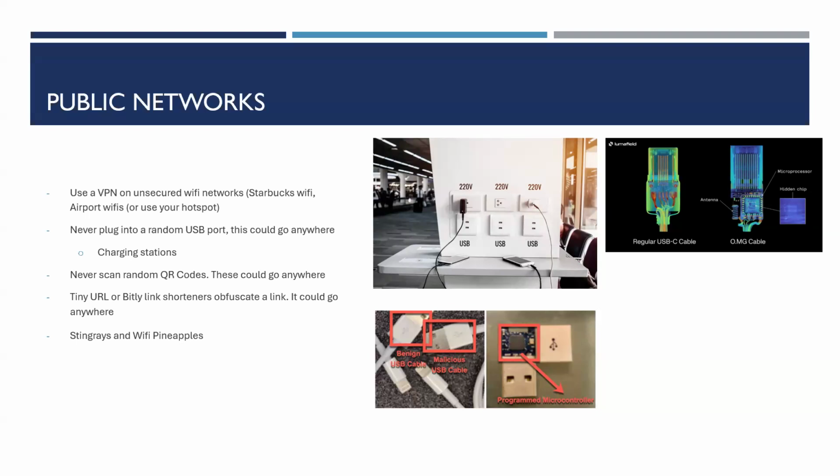Same thing for stuff like stingrays and Wi-Fi pineapples. We won't really get into those a whole bunch, but there are devices out there that your computer or your phone will automatically connect to because they have a stronger signal than like the Sprint network or the AT&T network or Google Wi-Fi or whatever. So it's important that if you can, or you're going to at least do financial things, be on a VPN or be at home on a safe computer or something.